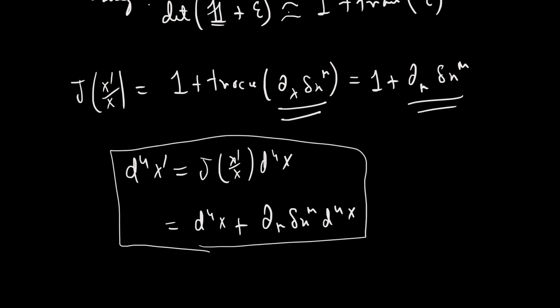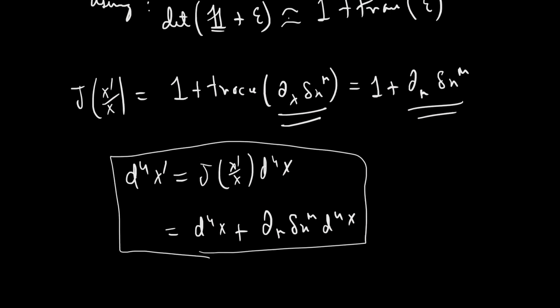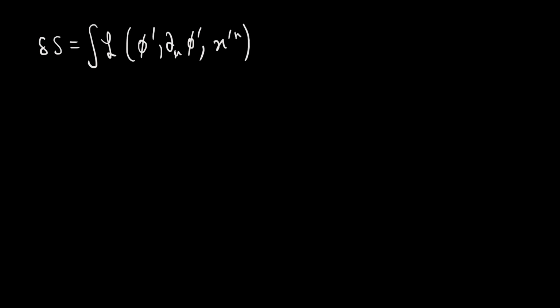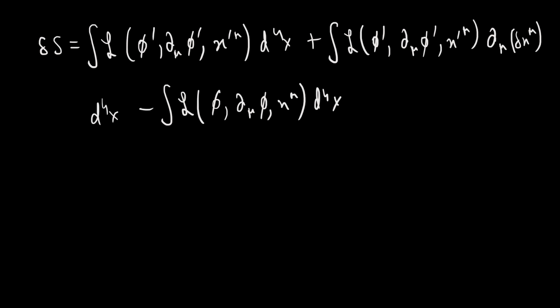So substituting this d4x prime into our variation in action, that is here, we get delta S is equal to the integration of the Lagrangian of phi prime, del mu phi prime, x prime mu, d4x, plus the integration of the Lagrangian phi prime, del mu phi prime, x prime mu, del mu delta x mu, d4x, minus the integral of the Lagrangian of phi, del mu phi, x mu, d4x.